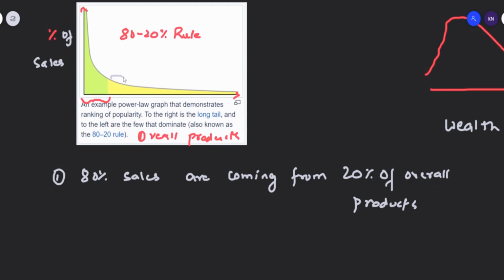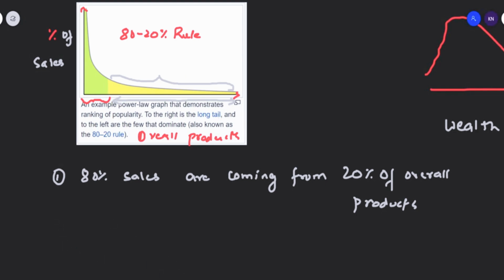And the remaining 20% of the overall sales is actually done by the 80% of the overall products. This is a very amazing example with respect to this kind of power law distribution. Very important. Now let's go and see some other example.